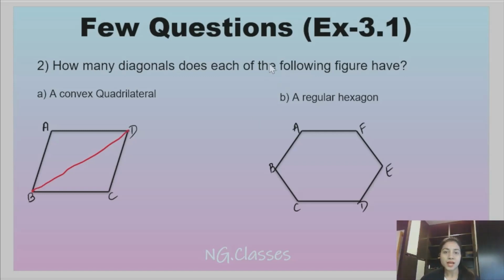This one is the first diagonal, BD. Let me check what else. Yes, from C, if I draw and connect it to the non-consecutive vertex, we get another diagonal. So join it. We got our second diagonal, AC. Now I can't draw any other diagonal. So we got only two diagonals, BD and AC, from a convex quadrilateral. So how many diagonals? I got two diagonals.